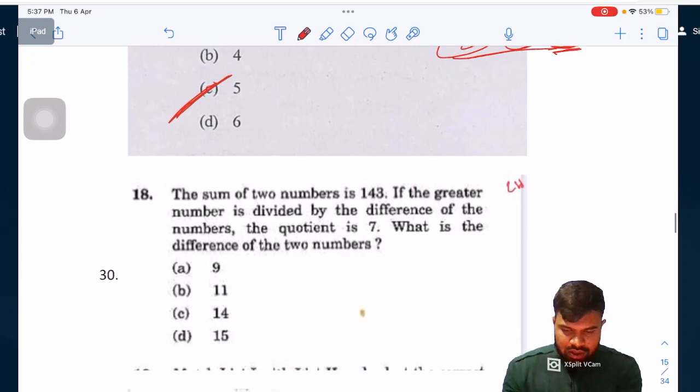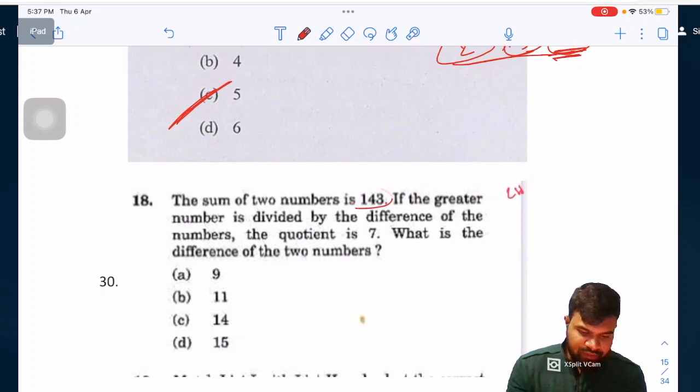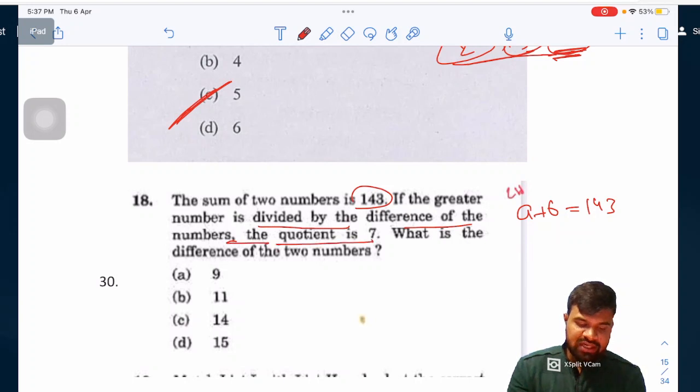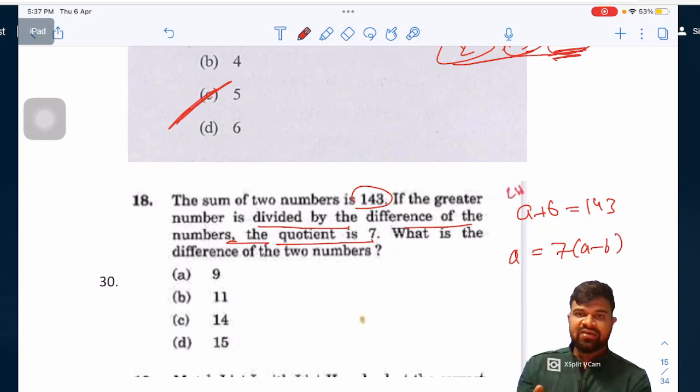Okay, now let's see this question. Sum of two numbers is 143. So a plus b, let us suppose two numbers, the sum is 143. The greater number is divided by the difference of the numbers, the quotient is 7. When the greater number is divided by the difference, that means a is equal to 7 into (a minus b). That when a is divided by the difference a minus b, then the quotient is 7.